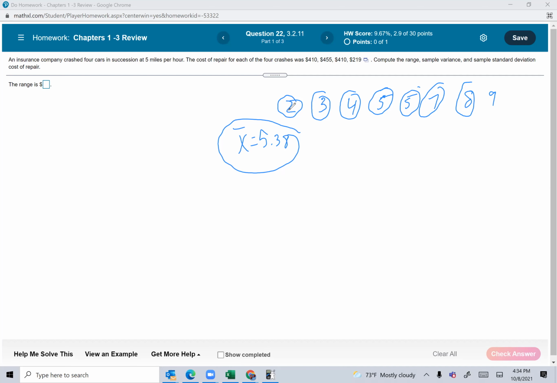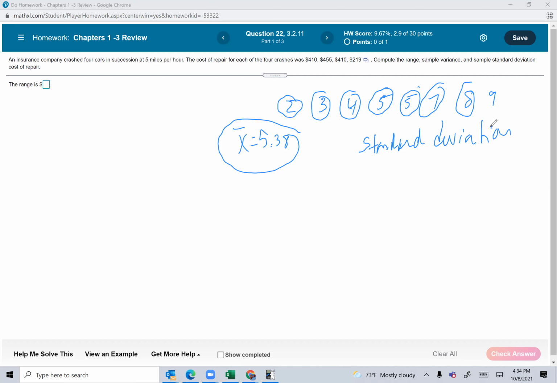Like 2 is below the mean, as you can see. 3 is below the mean. 4 is below the mean by 1.38. 5 is below the mean by 0.38. 7 is above the mean. We want to know on average how much each value deviates from the mean, or in other words, how consistent those values are with the mean. We find the standard deviation. So that's what we call a standard deviation.